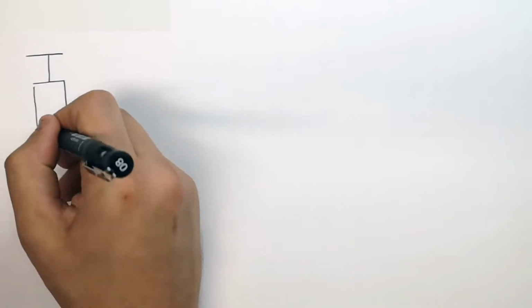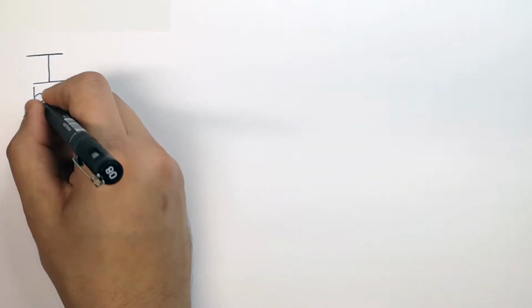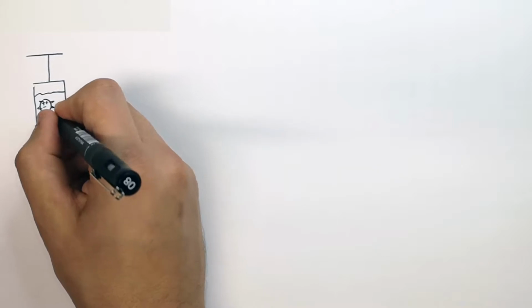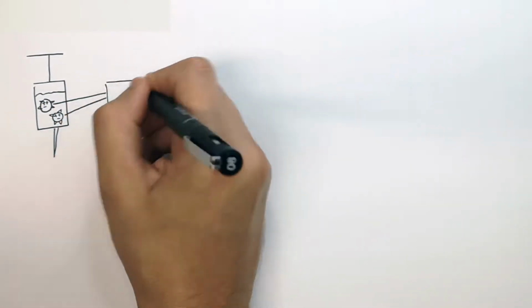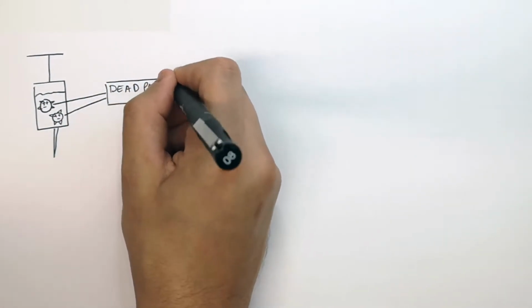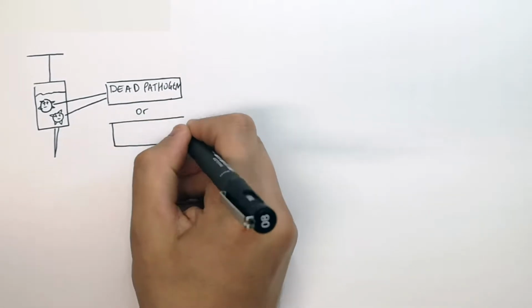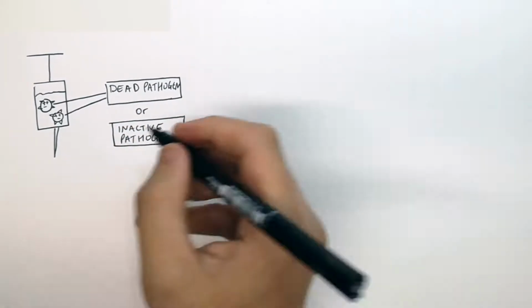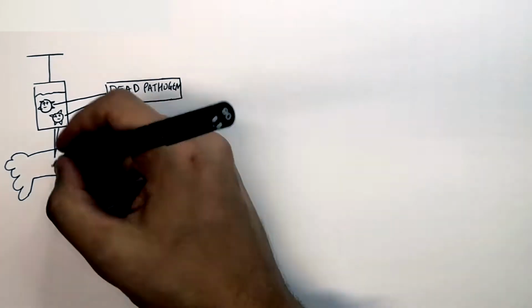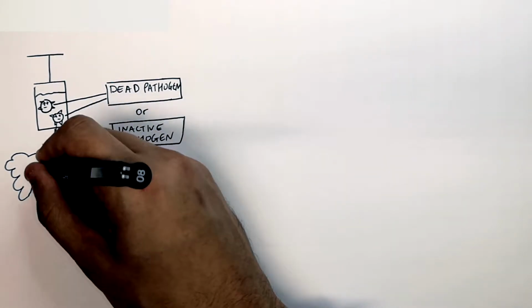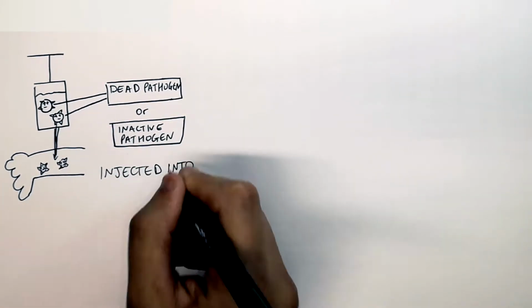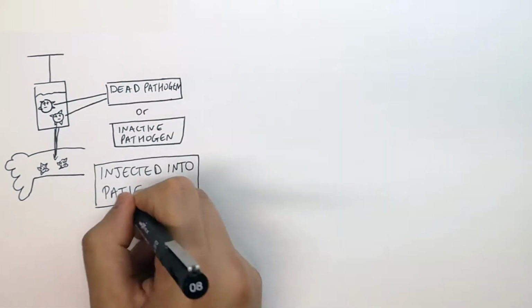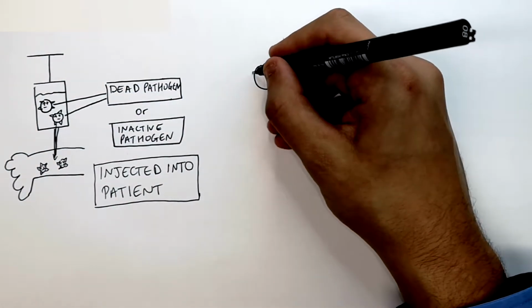To vaccinate someone, you must inject the person with a dead or weakened form of the pathogen. So that is really important. It is a dead pathogen or an inactive or weakened pathogen, as long as the antigens are being injected into your body. A dead pathogen or an inactive pathogen is injected into the patient. This will then stimulate an immune response.